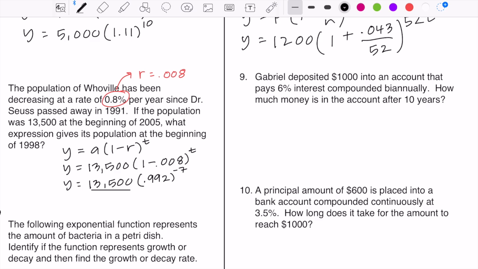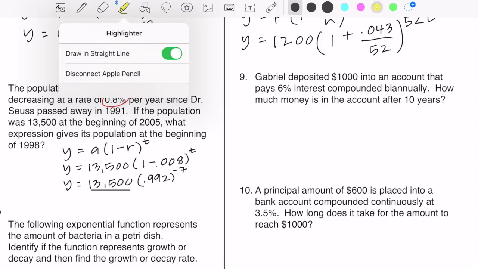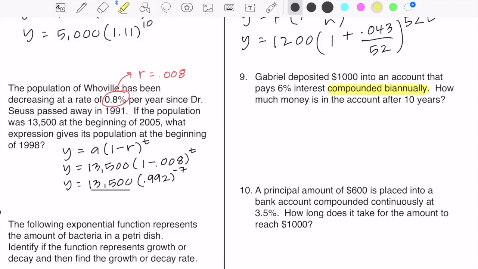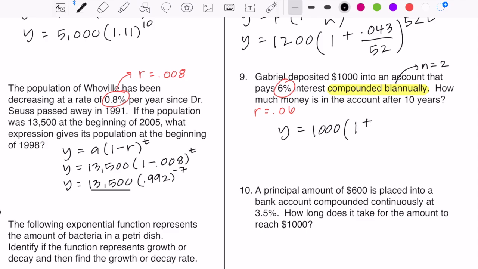This one says Gabriel deposited $1,000 into an account that pays interest compounded biannually. So again, compounded biannually or semi-annually would mean that n equals 2, and then it's paying 6% interest, so r equals 0.06. So we're going to use the same equation as problem 8. So y equals 1,000 times (1 plus 0.06 over 2) to the 2t. But in this case, it does want us to find the amount, and our t value is 10. So we're going to do it like that.